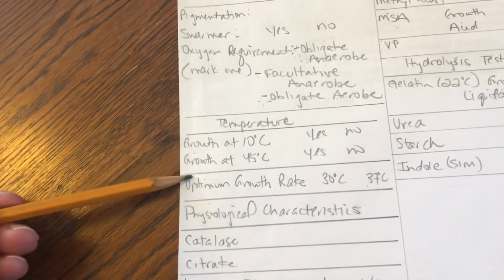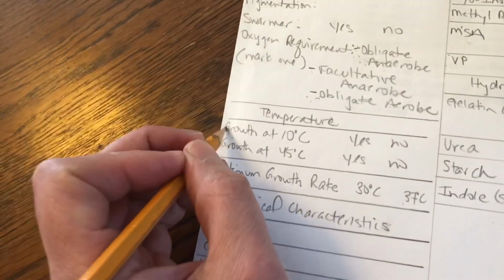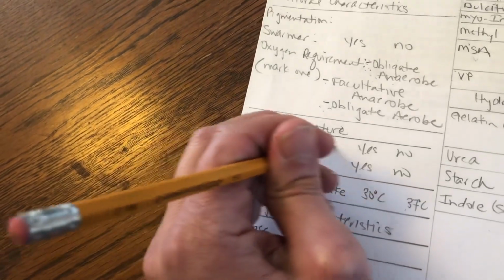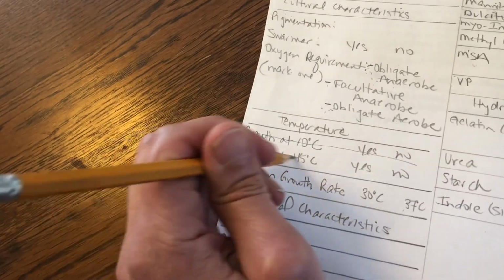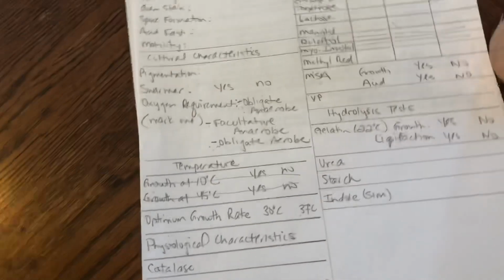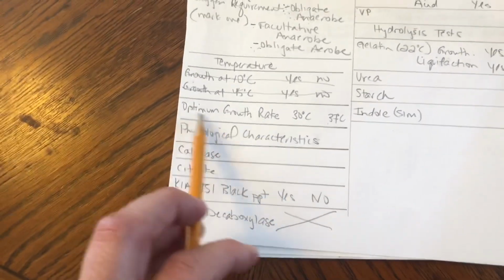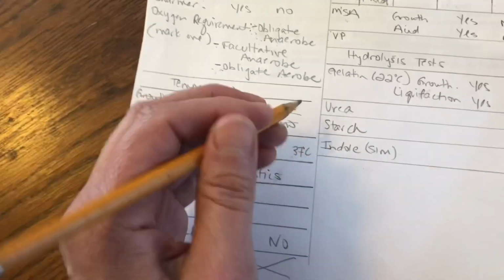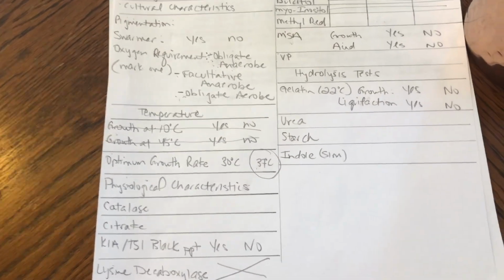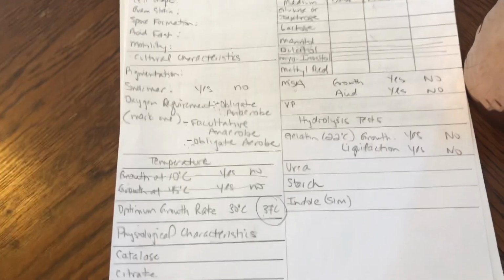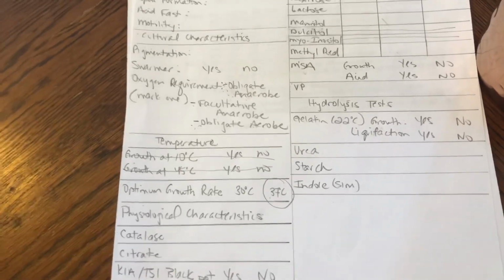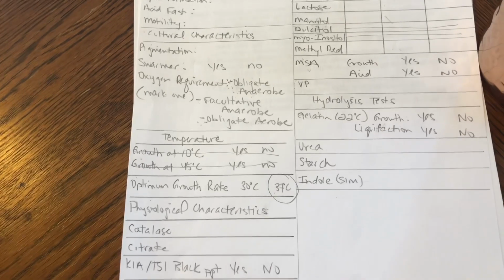And then in your descriptive chart, you've got growth at 10 and growth at 45. You can go ahead and cross those out. We didn't test that at all. We could have seen if your bacteria grew in either of those temperatures. So for all of you, your optimum growth rate, we're going to call it 37 degrees C. Okay, so all of your bacteria grew at 37 degrees C, and that's the optimum growth temperature for most of the bacteria that we have.